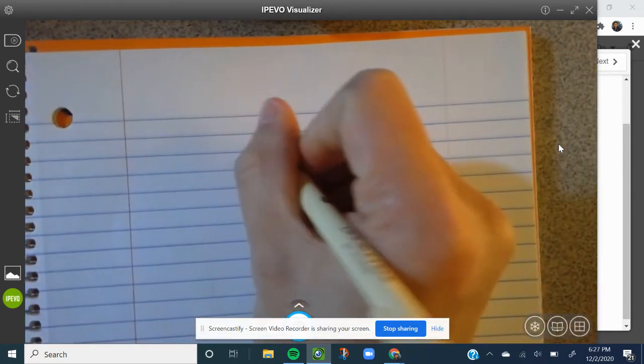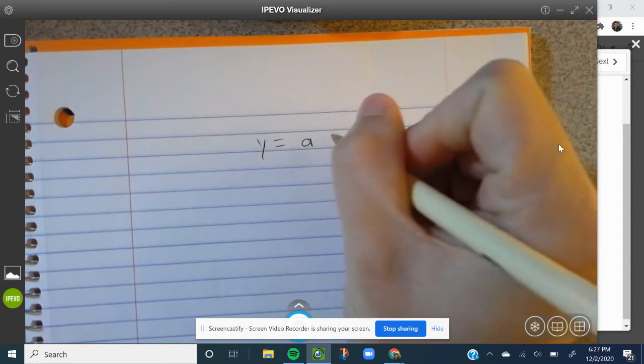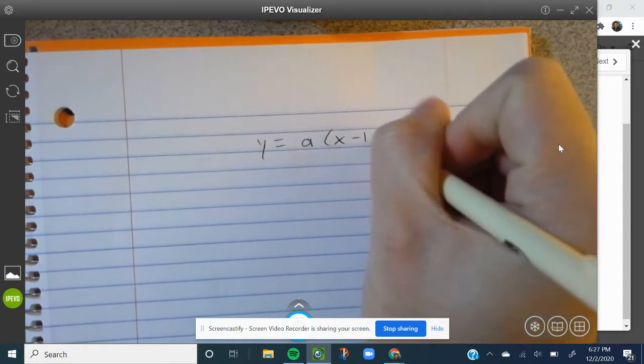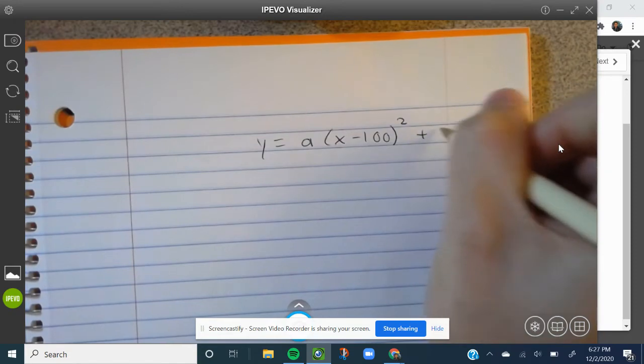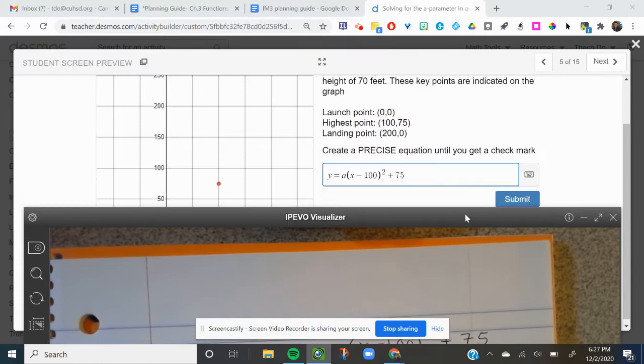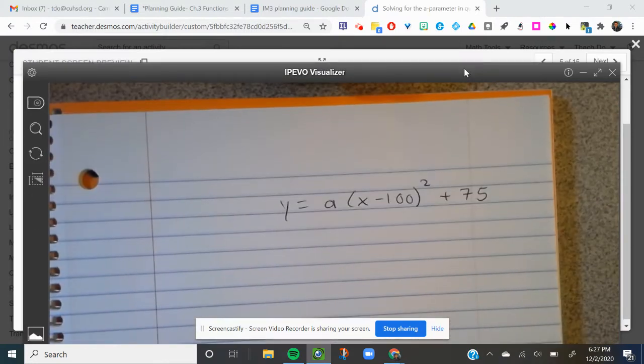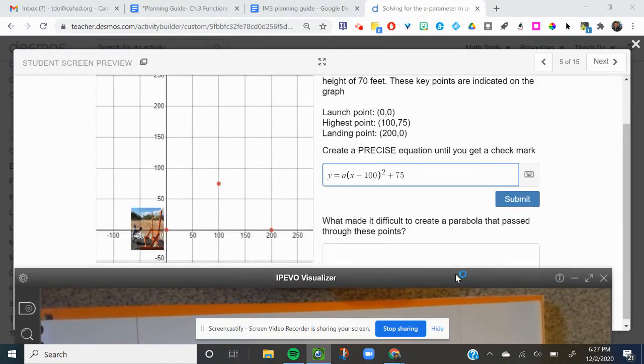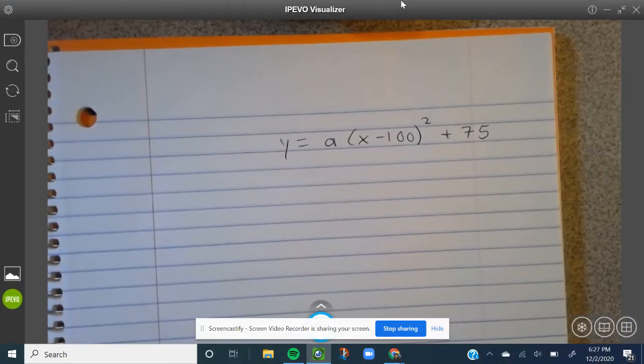So my equation was y equals A times x minus 100 squared plus 75. I think those are the correct numbers. Let's double check. Yep, that's correct. And now I've already used my vertex to get these two numbers in here, so I cannot use that point anymore. But I have two more points that I can choose from, 0, 0, or 200, comma 0. I like 0, 0, so I'm going to use that point and plug it in.